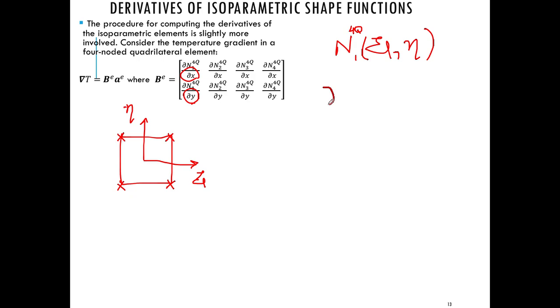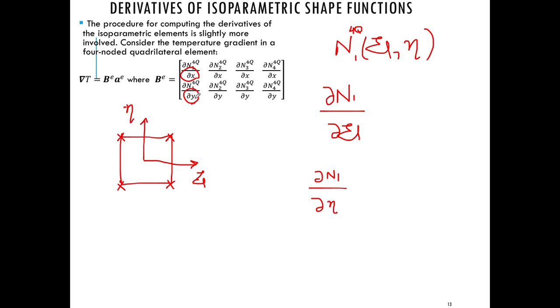That is to find del n1 with respect to del psi. I can very easily calculate this, and I can very easily find my del n1 with respect to del eta. So how do I go from having these to finding del n1 with respect to x and del n1 with respect to y? That's what we're dealing with.